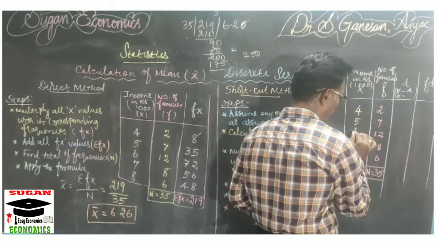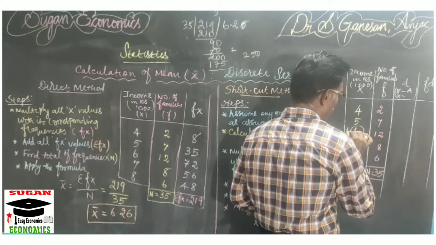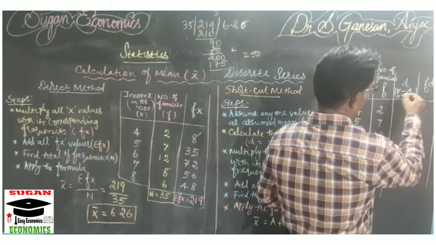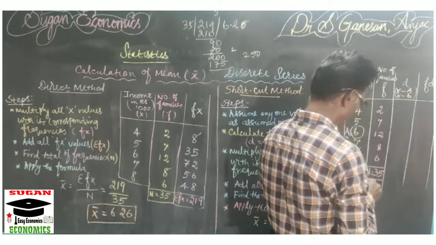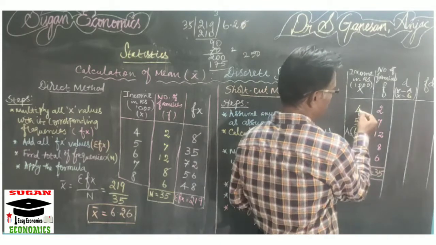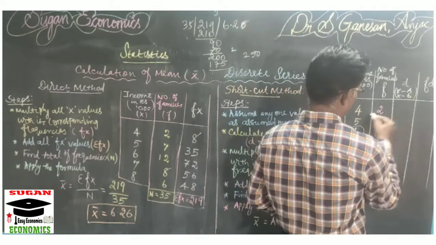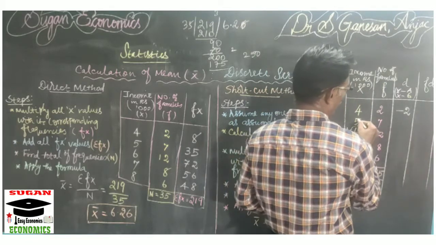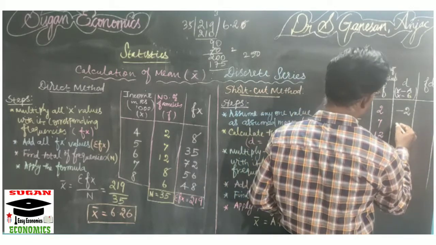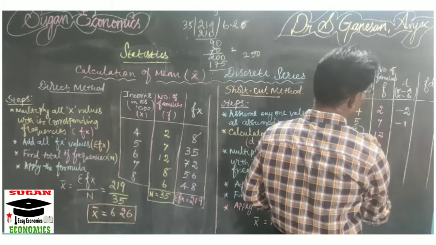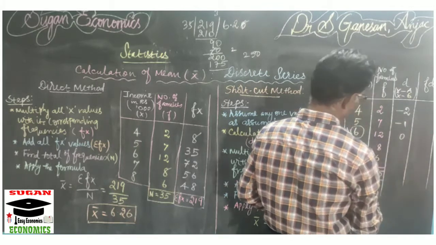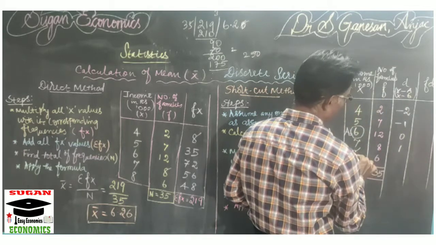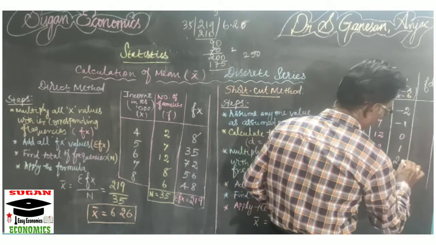Okay. So from the x values, any one of the values you can take as the assumed mean. Now from the x we take number 6 as our assumed mean. So A equal to 6. So here x minus 6. What is the first x value? 4. 4 minus 6 is equal to minus 2, right? Then 5 minus 6 equal to minus 1, 6 minus 6 equal to 0, 7 minus 6 equal to 1, and 8 minus 6 equal to 2.